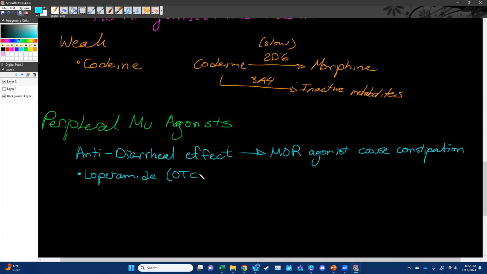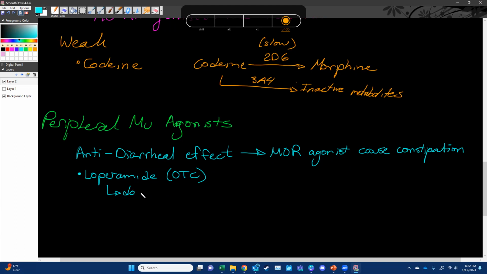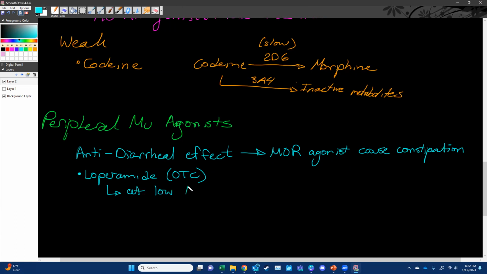Loperamide is found over the counter as Lamodal. It doesn't cross, what I should say, at low doses, doesn't cross the blood-brain barrier. Loperamide can be a drug of misuse because at high doses, it can cross the blood-brain barrier.